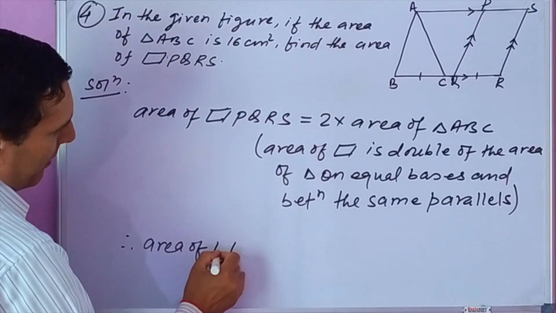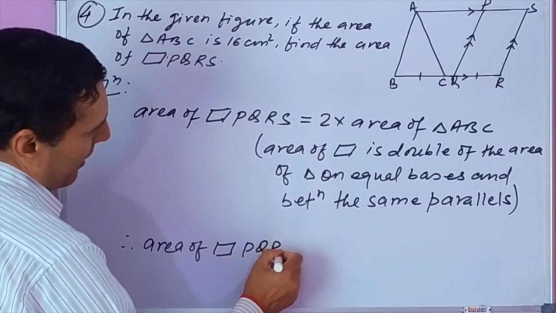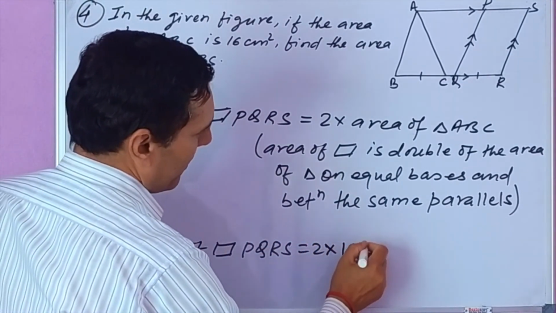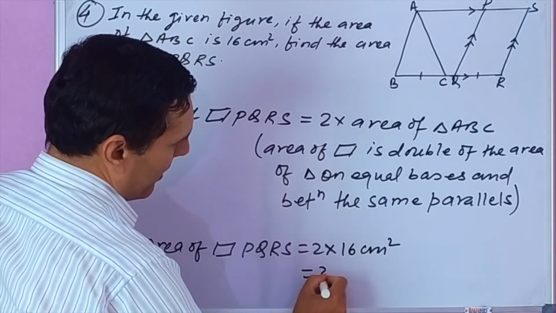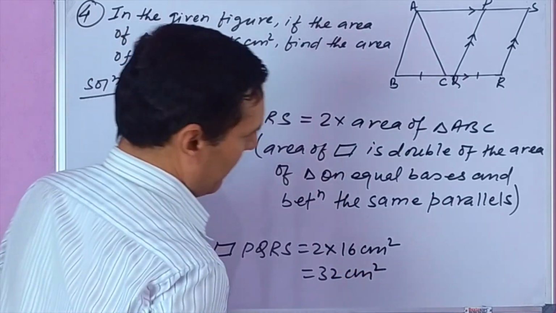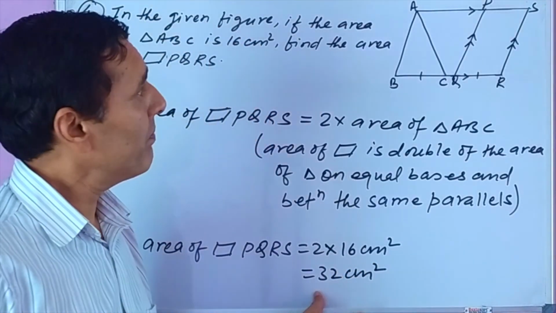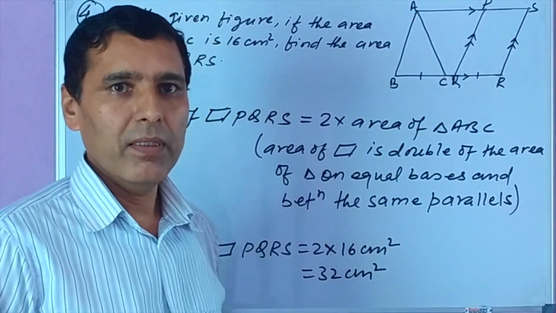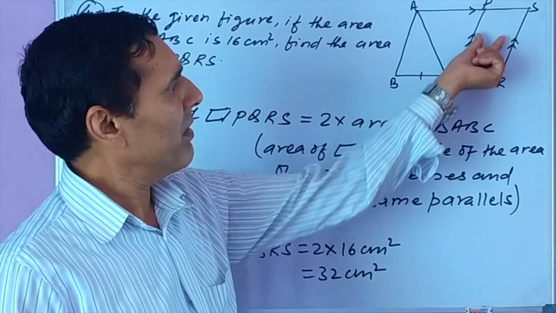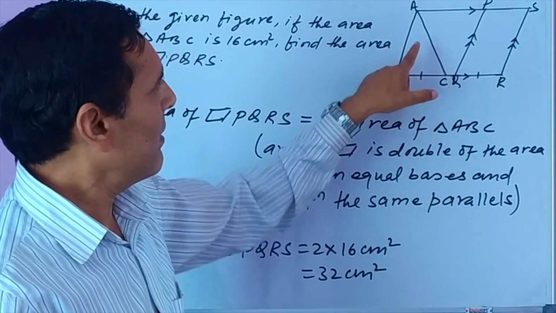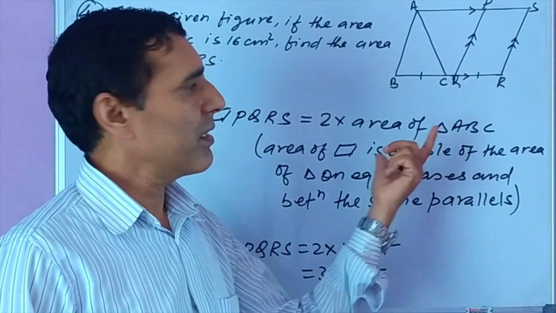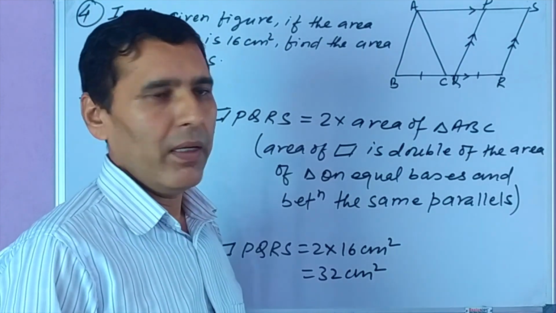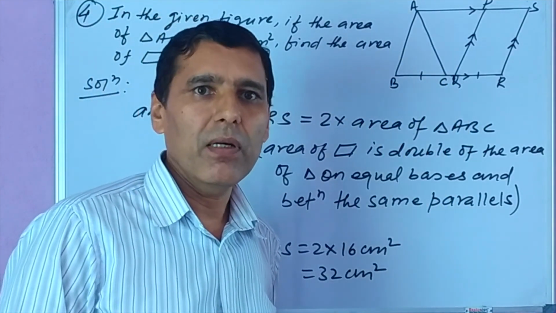Therefore, area of parallelogram PQRS is equal to 2 into area of triangle. It is given 16 square centimeter. So it is 32 square centimeter. So this is the area of the parallelogram PQRS when the area of triangle ABC is given. In the same way, sometimes if we are given the area of parallelogram PQRS and we need the area of triangle ABC, the area of the triangle will be just half of the area of the parallelogram, as they are standing on equal bases and between the same parallel lines.